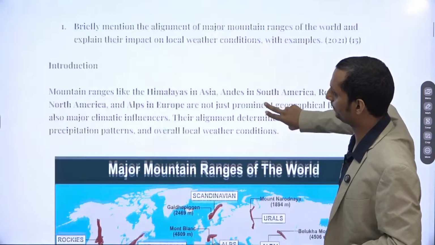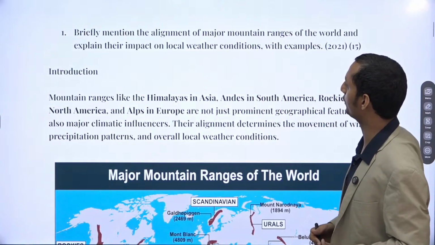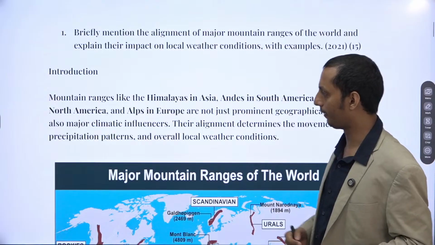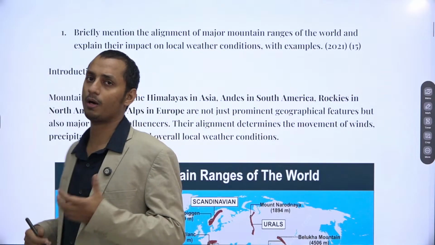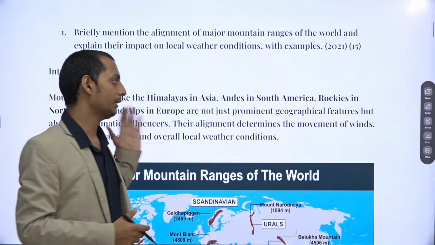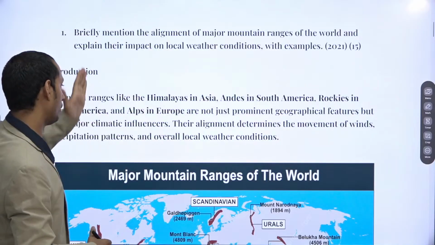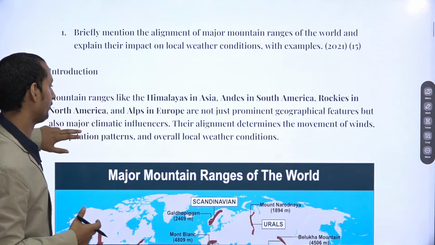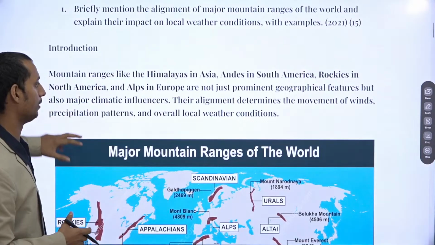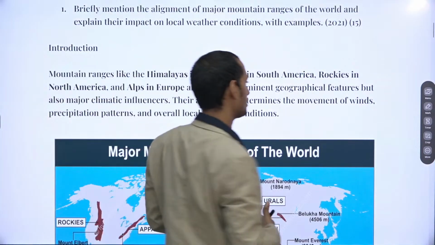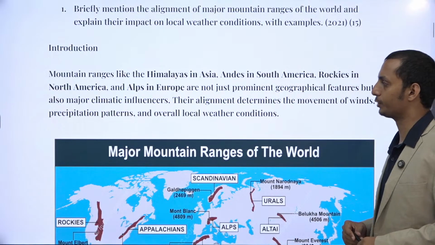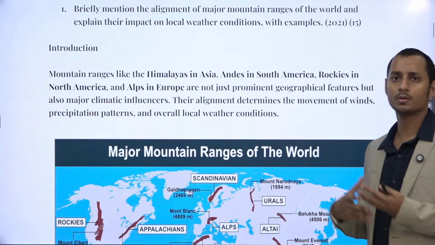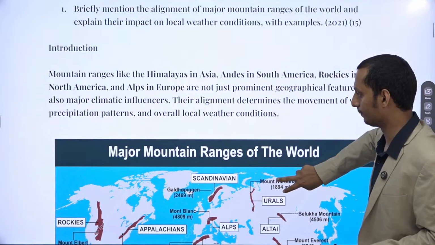So the first question: briefly mention the alignment of major mountain ranges of the world and explain their impact. Since we can't introduce a contemporary element here, try to mention some of the mountain ranges. Mountain ranges like the Himalayas in Asia, Andes in South America, Rockies in North America, Alps in Europe are not just prominent geographical zones, but they also affect major climatic influences. You can also mention that in the introduction as well.